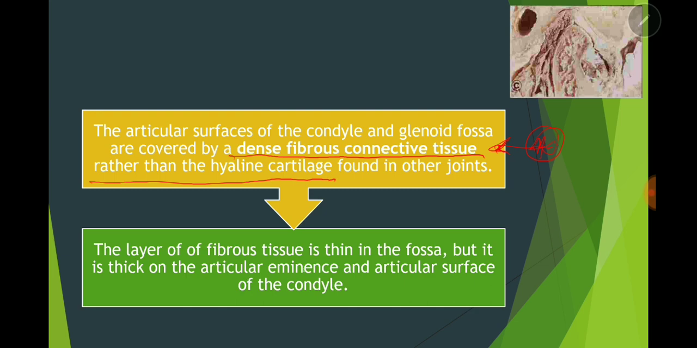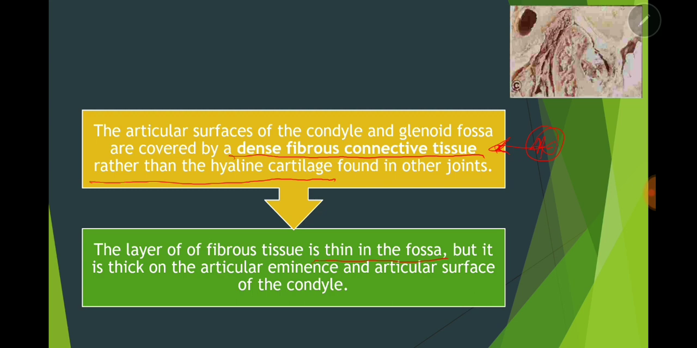The layer of fibrous tissue is thin in the fossa. Remember, the disc is biconcave, and the bone of the glenoid fossa is very thin. Also, the fibrous tissue covering the glenoid fossa is very thin, but it is very thick on the articular eminence. This is the reason in CR. Everything comes together because the glenoid fossa itself is very thin, and the dense fibrous connective tissue over the glenoid fossa is very thin.